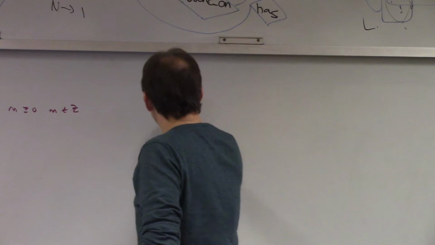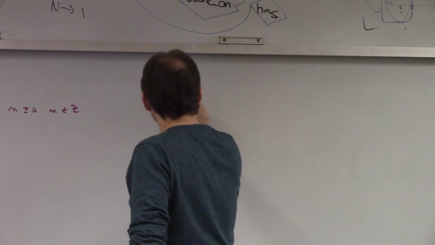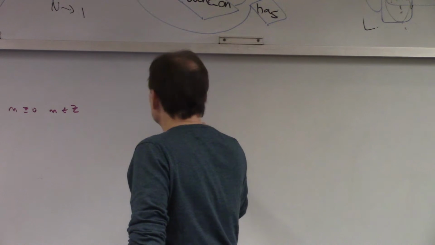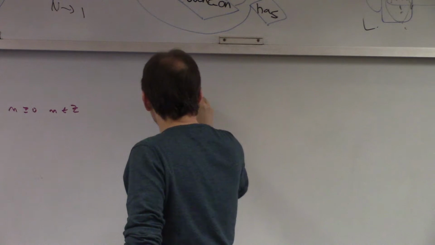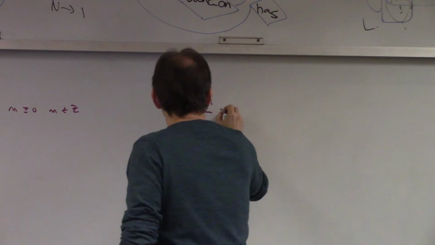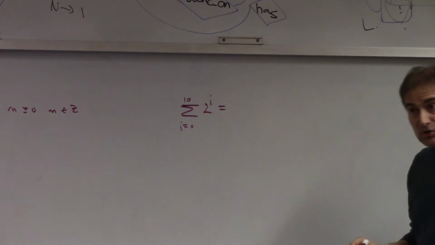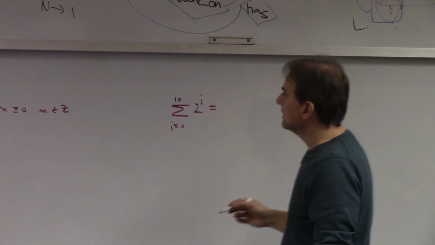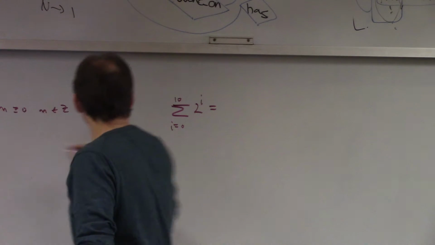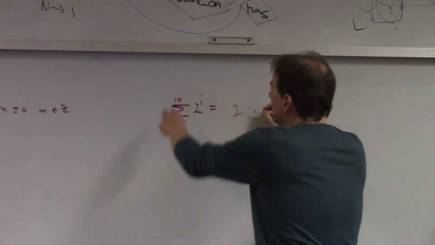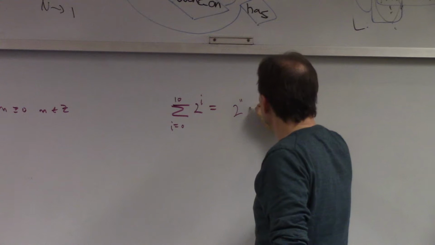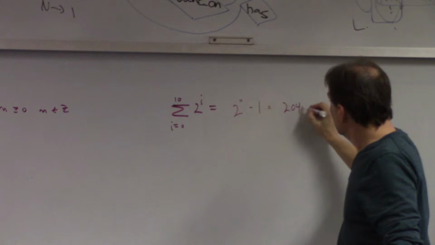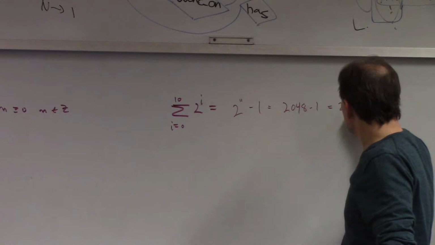Now the question becomes, what happens if I have the sum as i goes from 0 to 10 of 2 to the i? Can I use that result right away? Sure, because now n is 10. Based upon our result, this is 2 to the power of n plus 1, which is 11, minus 1. We know 2 to the 11th power is 2,048, minus 1, so this equals 2,047.